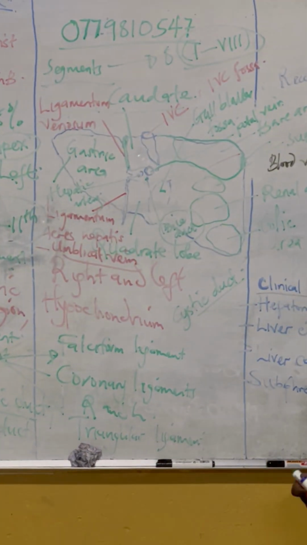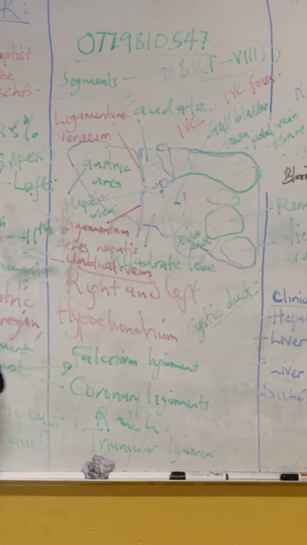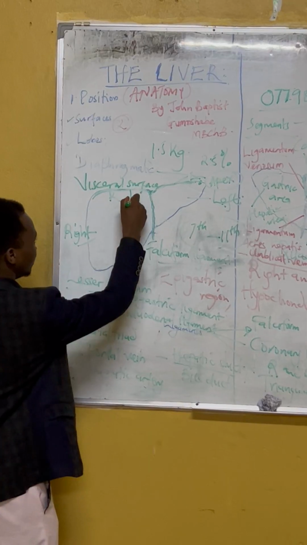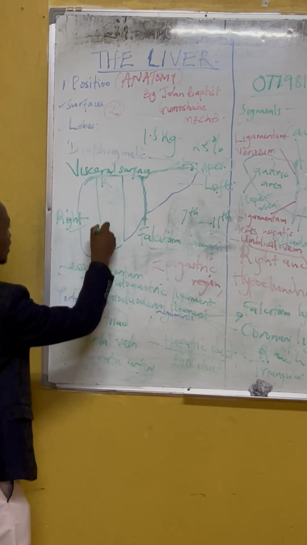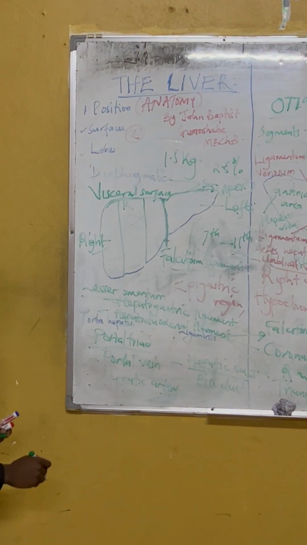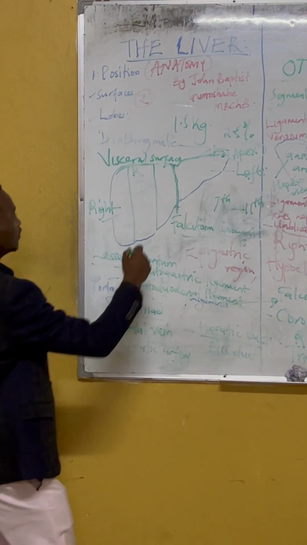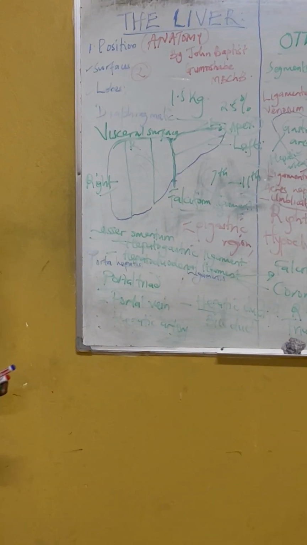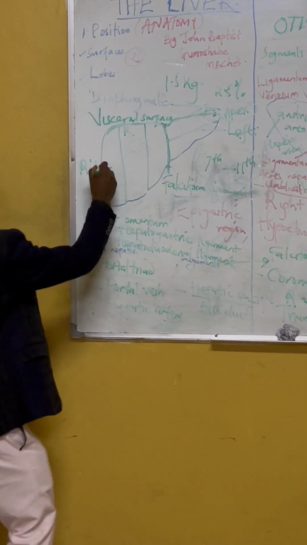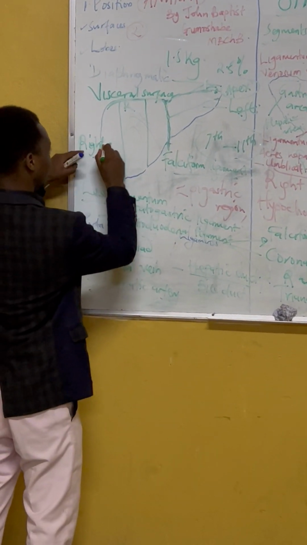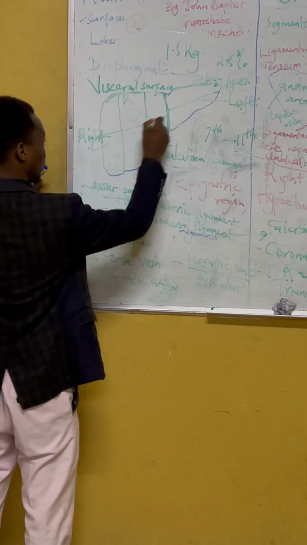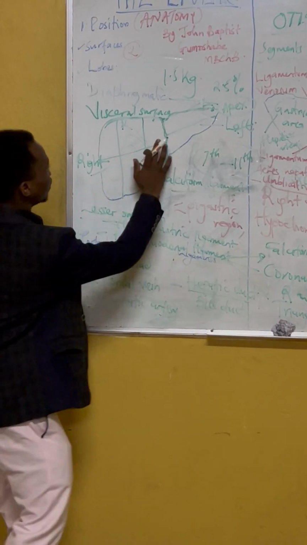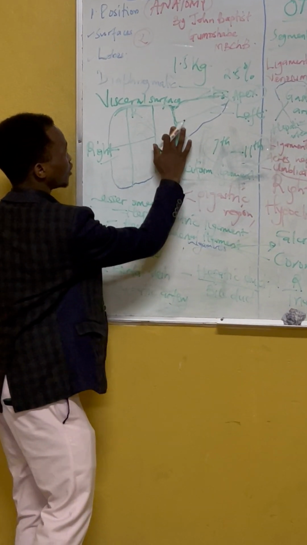The segments of the liver: the right lobe is divided into 6 segments, and the left lobe is just divided into two segments. Where we have the line bypassing here, the line that is now transverse this way, the first thing, this one is the median. We don't talk much about it.